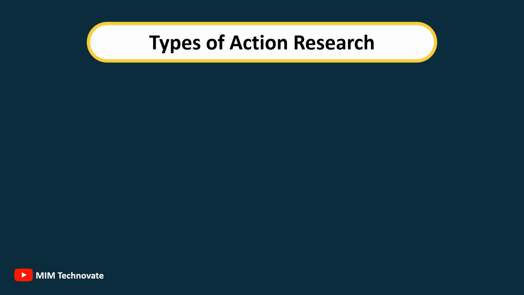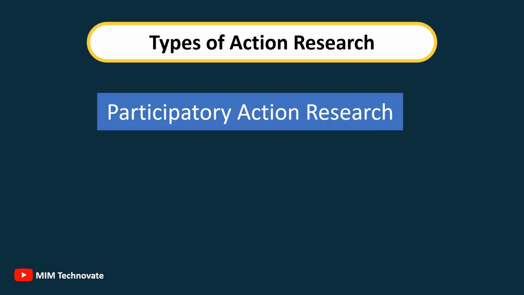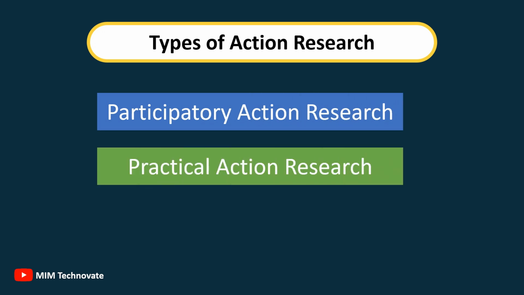Types of action research. Two common types of action research are participatory action research and practical action research. These types of action research are more focused on increasing the capacity and ability of future practitioners than contributing to a theoretical body of knowledge. Let's study them in detail with example.